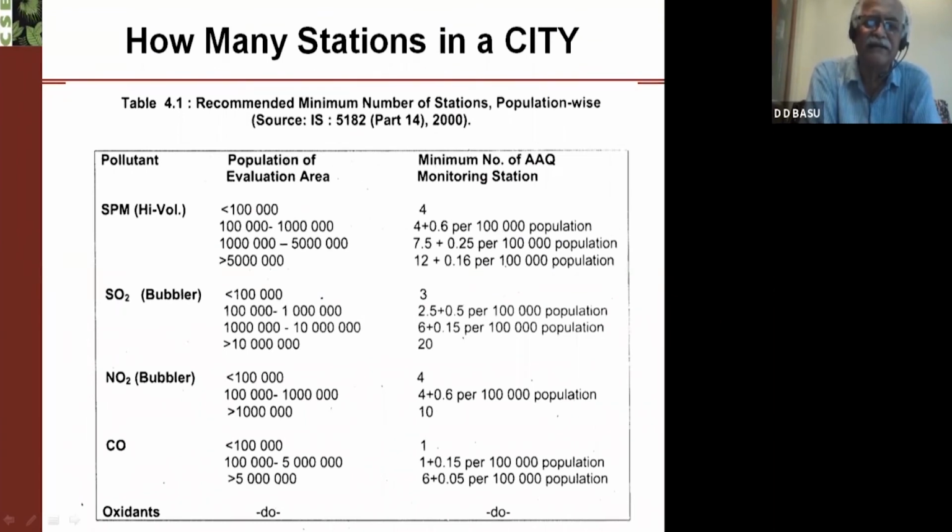The question is how many stations we should have. For a population of less than 100,000, we are doing a minimum of 4 stations. In India, a city with a population of 50,000 to 100,000 is called a class 1 city.